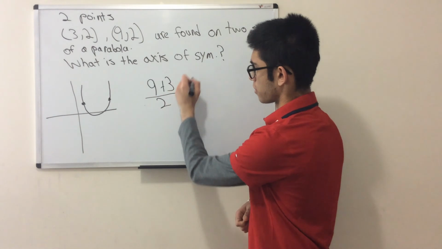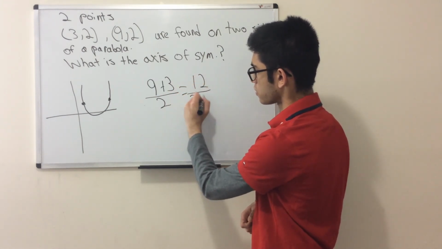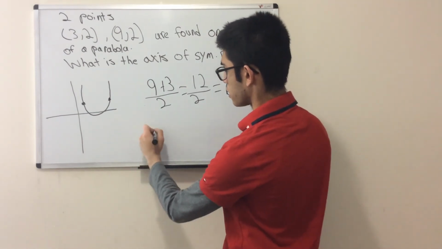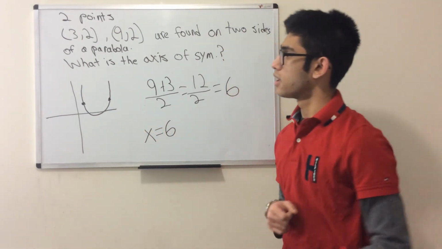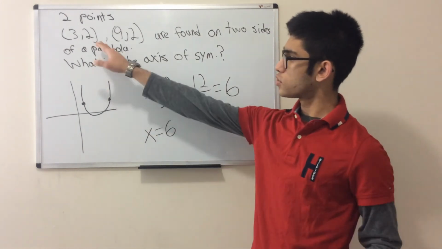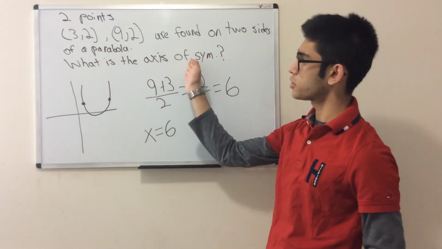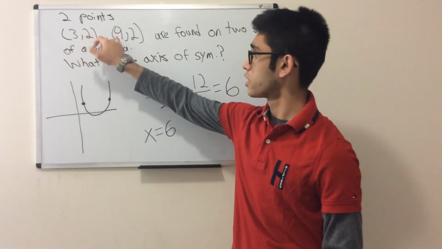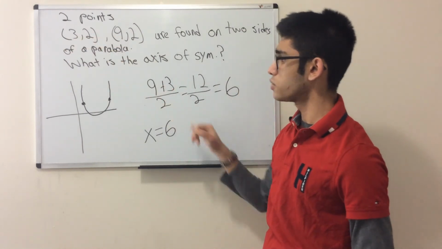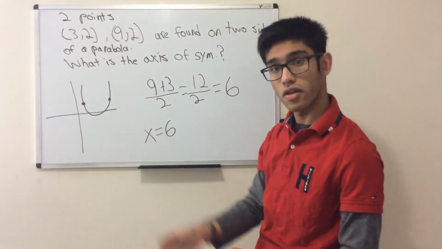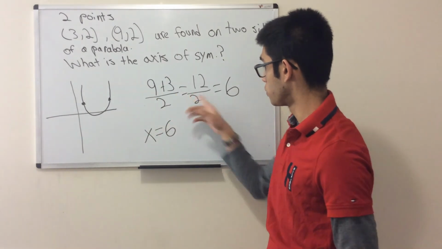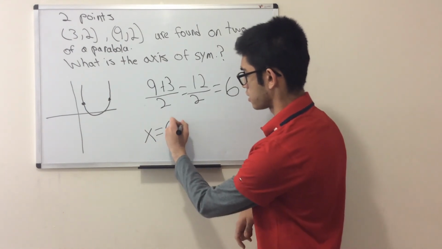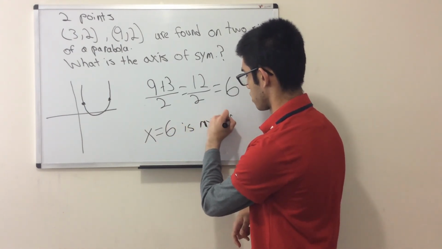I'm sure some of you can mentally solve that very quickly. 9 plus 3 is 12, divided by 2 is 6. So guess what? The axis of symmetry is x equals 6. If you see a question like this, it gives you 2 points and it wants you to find the axis of symmetry. All you have to do is take your 2 x values, don't do anything with the y's, add them together and divide by 2. Because essentially what you're trying to do is find the middle. So 9 plus 3 divided by 2 is 6. And I would write my final answer, x equals 6, is my axis of symmetry.